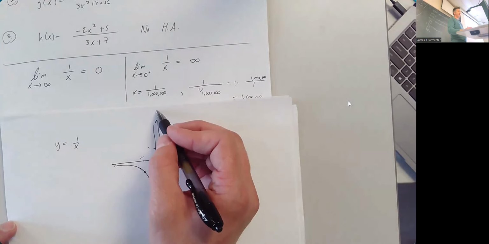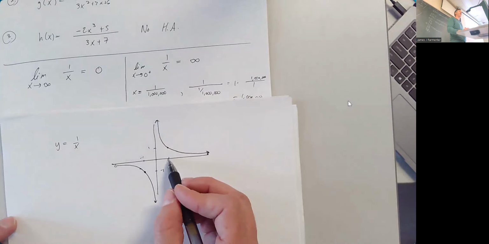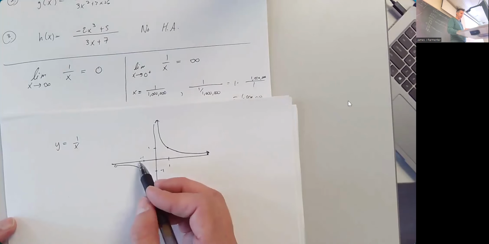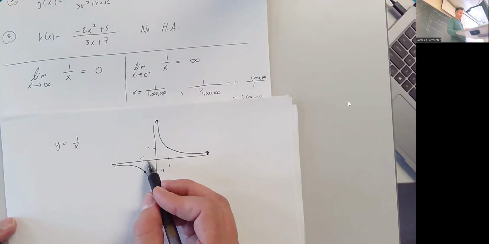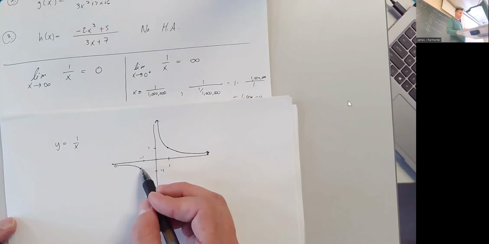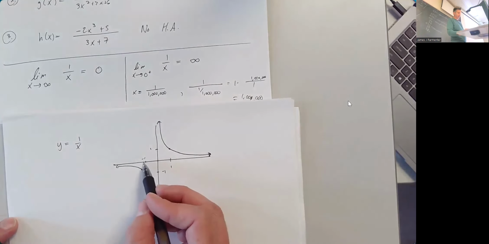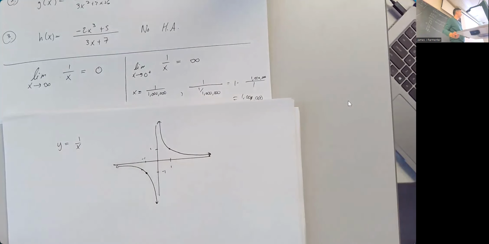I should have said, as x gets really close to 0 from the positive side, the y values get infinitely large. And on the other side, as x gets really close to 0 from the left side, the y values get very negative. And as x gets very negative, the y values get closer and closer to 0.